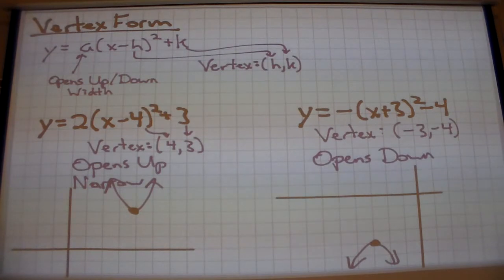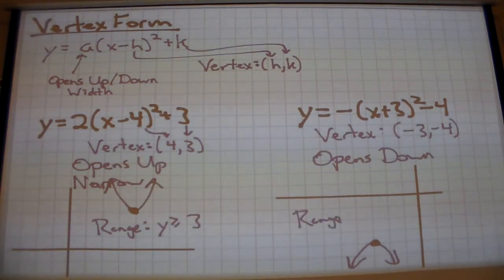What's the range for the one on the left? It will be y is greater than or equal to 3. And on the right, y is less than or equal to negative 3. Or negative 4.